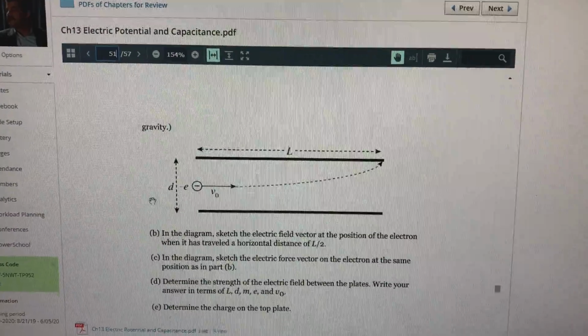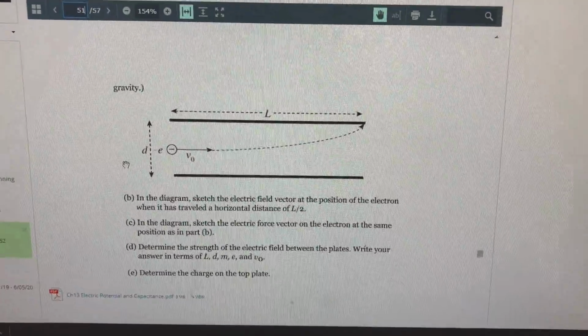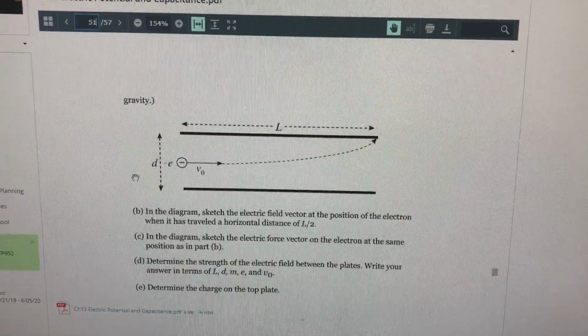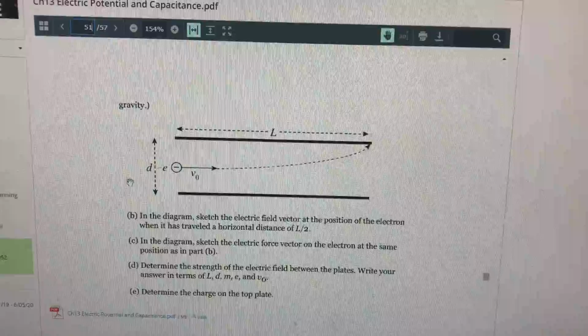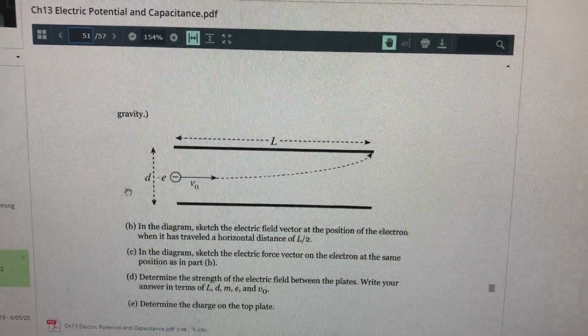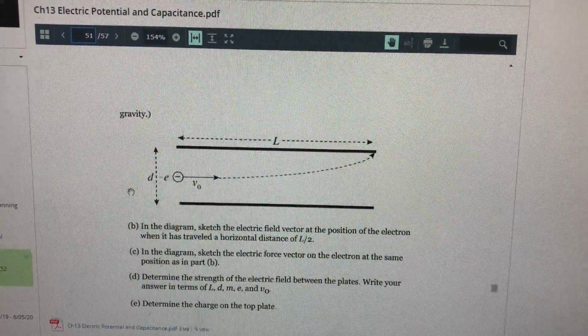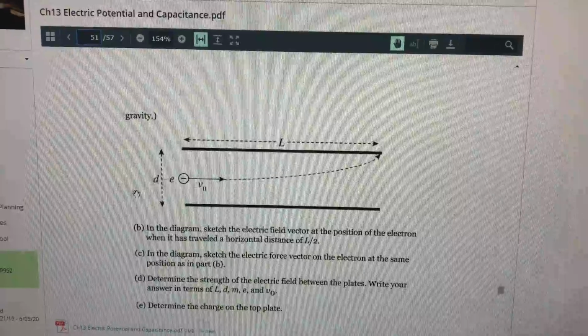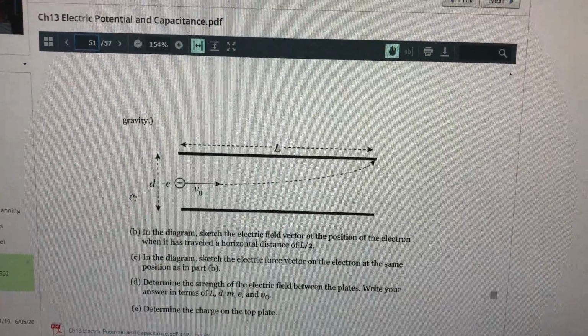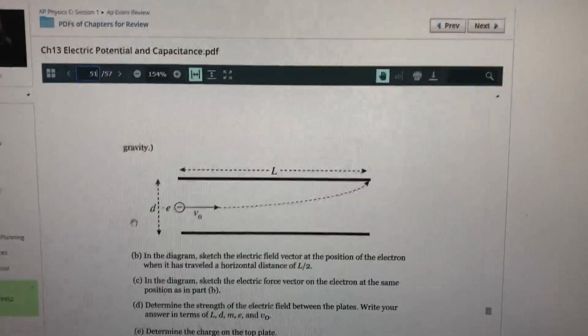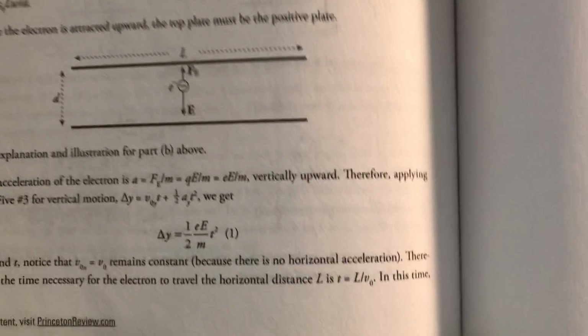In the diagram, sketch the electric field vector when it's halfway down at L over 2, and then sketch the electric force vector at the same position. Determine the strength of the electric field between the plates in terms of L, D, m, e, and v0, e being the charge of the electron, and determine the charge on the top plate. All right, so again, this is newer stuff, so if you got some of it, great. Don't feel like you needed to get all of it.